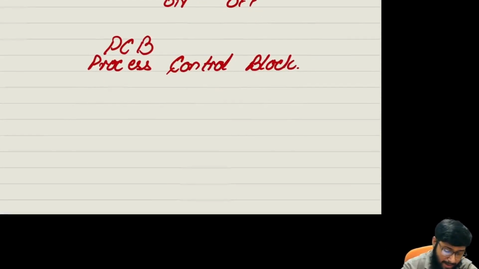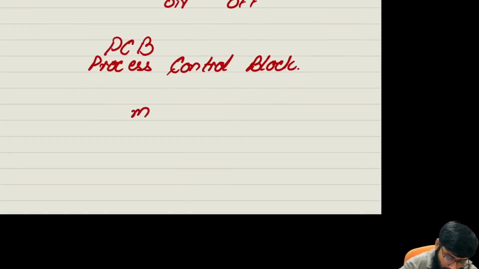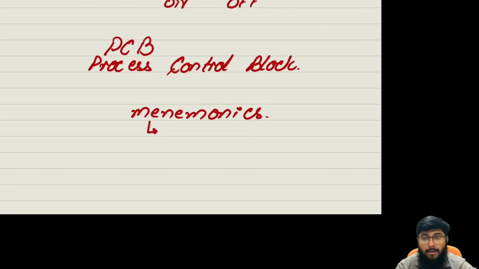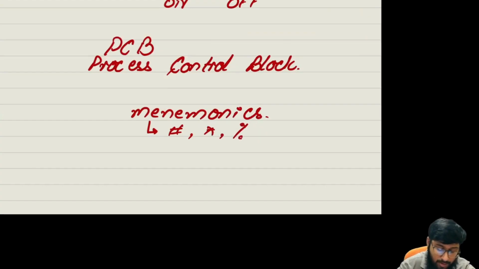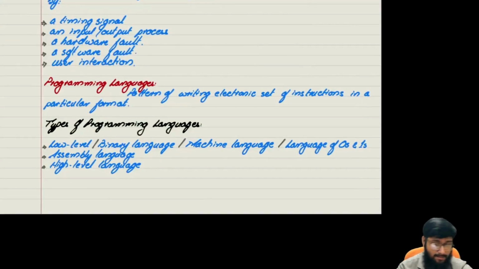Now, what are mnemonics? Mnemonics means that it is utilizing some sort of special characters. For example, it is utilizing hashtags, star-x, modular symbols. So these are known as mnemonics. So an assembly language is a midway language between a user and a system. That means between a high level language and a low level language.